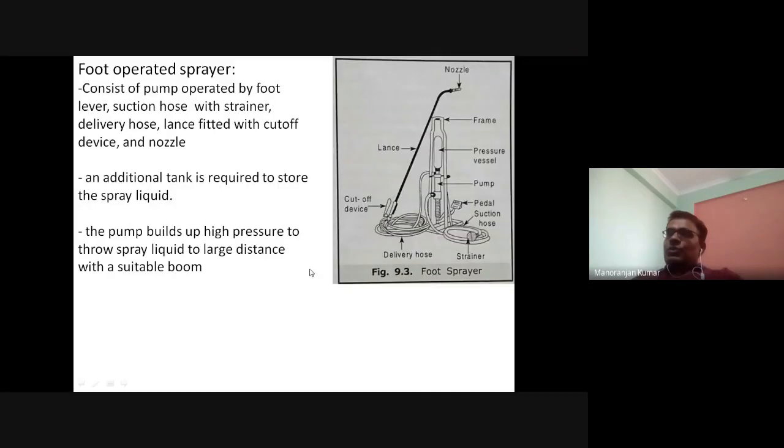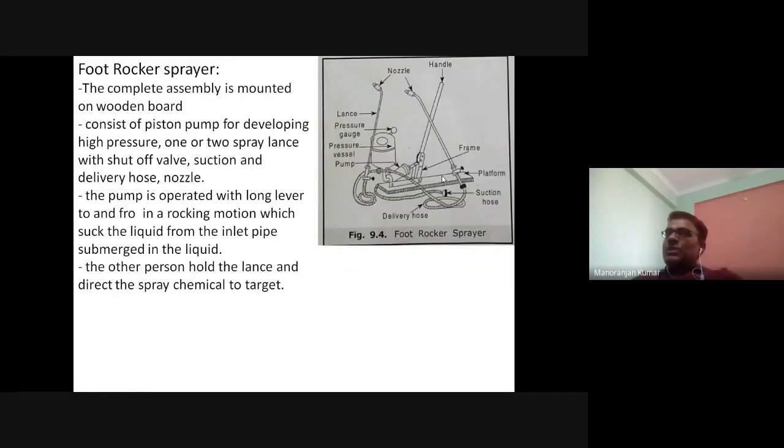So in this case, the pump builds up high pressure to throw the spray liquid to a large distance with a suitable boom. So this is the foot operated sprayer. Now this one is a foot rocker sprayer.